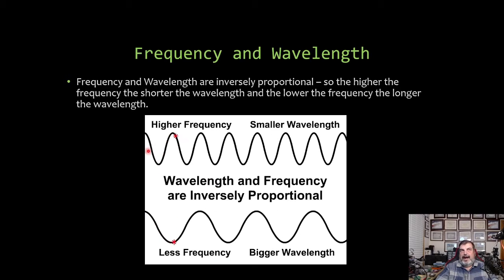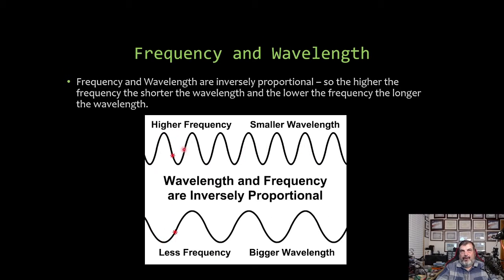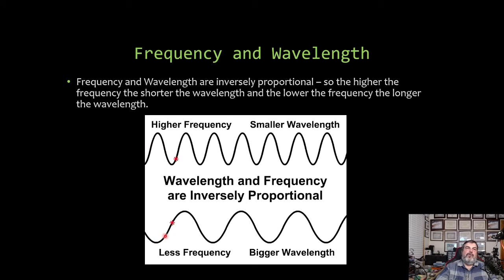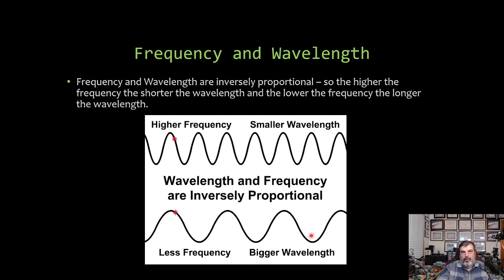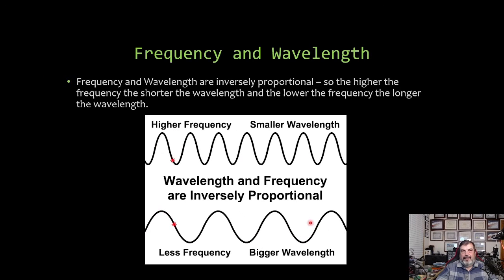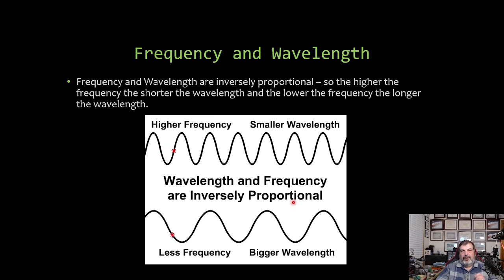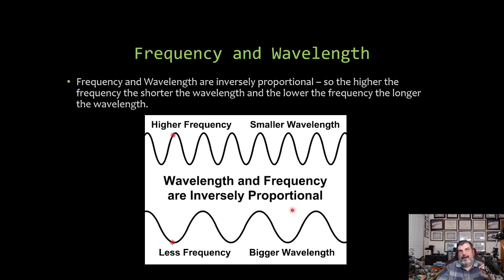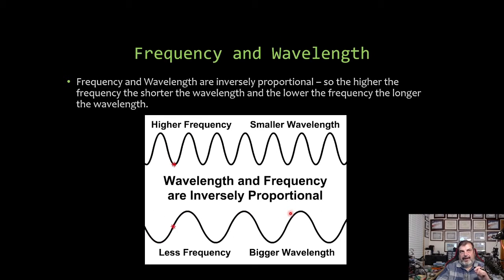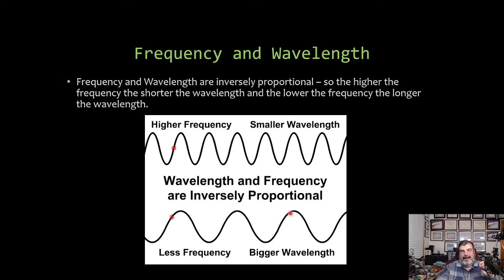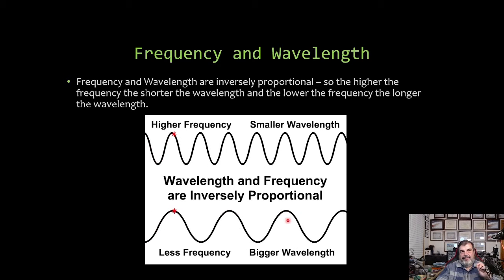So again, with higher frequency, we have a smaller wavelength. With lower frequencies, we have a longer wavelength, okay? That's how they're related, and you can figure out the wavelength of an electromagnetic wave by taking the speed of light divided by the frequency.